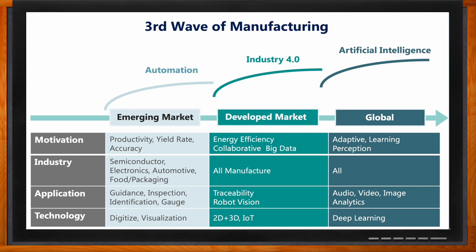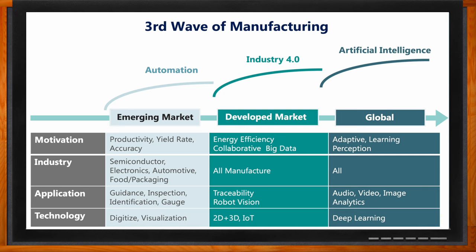With automation, what matters here is the production capability, capacity, the yield, and the precision. Early automation was mainly in the more mature industries, including semiconductors, electronics manufacturing, the automotive industry, and food and drug processing. For the type of application that we see here, we see guidance, inspection, and identification, based on the technologies previously involved where visualization is involved.